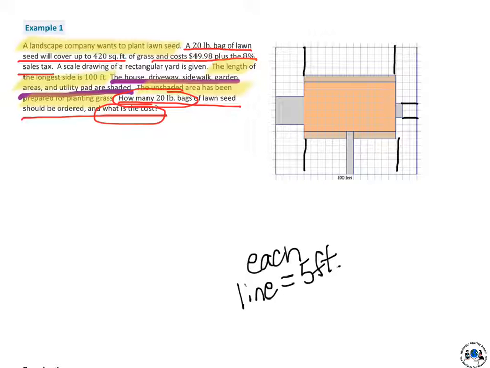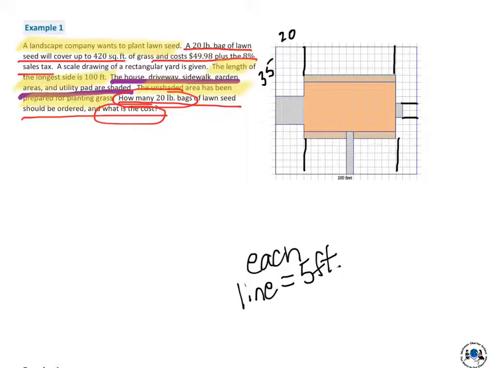Taking it apart and creating different pieces. So from there, it's pretty smooth sailing. It takes a little time, but it's pretty smooth sailing from there, because then what I'm doing now, as you can see, is using my conversion, each line being 5 feet, and just writing down my dimensions for each separate area.